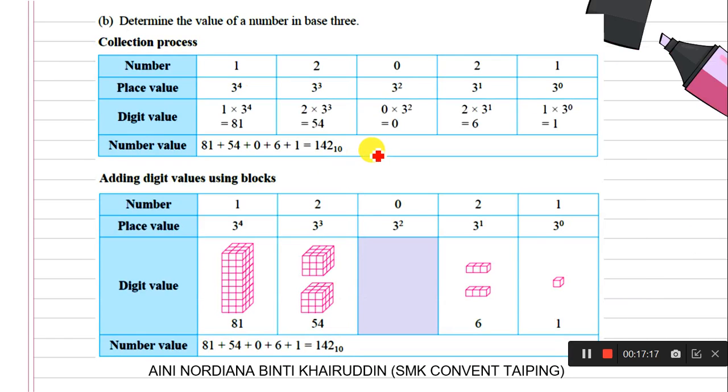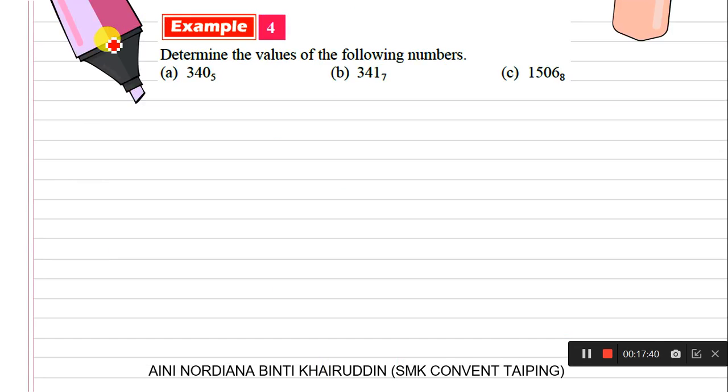So this is base 3. Also here is the method of adding digit values using log. For this method, you can refer to your textbook for better understanding. In this video, I only focus on the collection process.